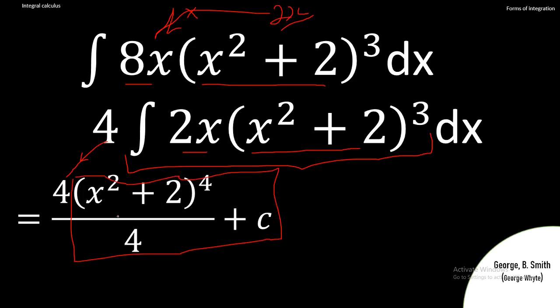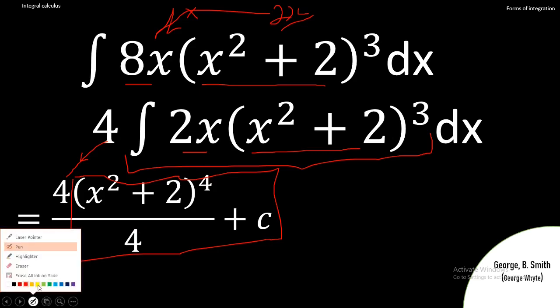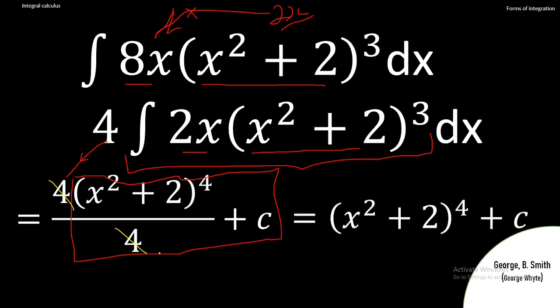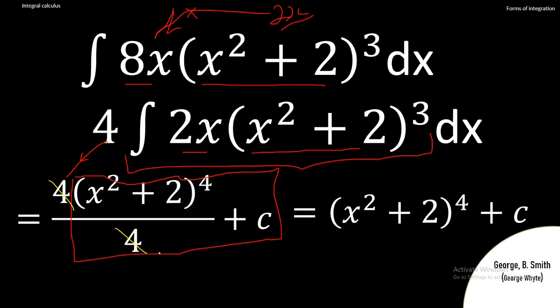Now the 4 and 4 can cancel out. Once they cancel out, what you have as your result becomes x squared plus 2 raised to the power of 4, plus c. Simple enough, right? So we have another example.